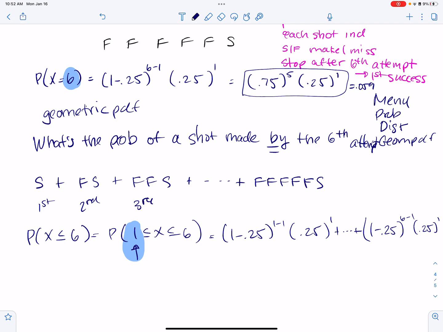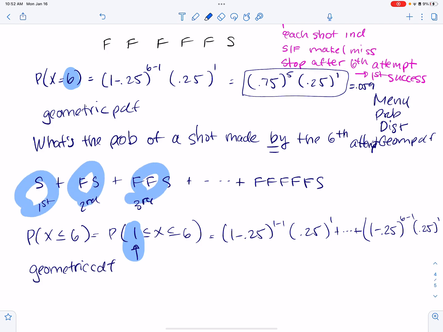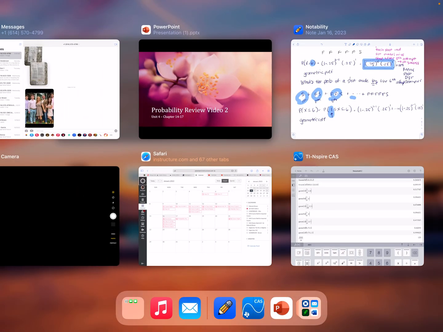Now, in this case, I definitely would use a geometric CDF calculator. The reason being is that if you try to add this up, it's a bunch of them, and it just takes a lot more time than throwing it in the calculator. On the previous one, you can see it was super simple, so I wouldn't necessarily have needed the calculator. So I'm going to go ahead and bring up my calculator.